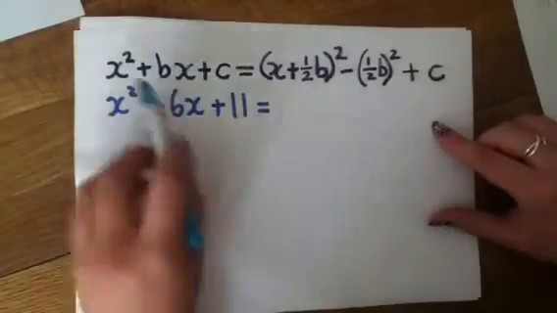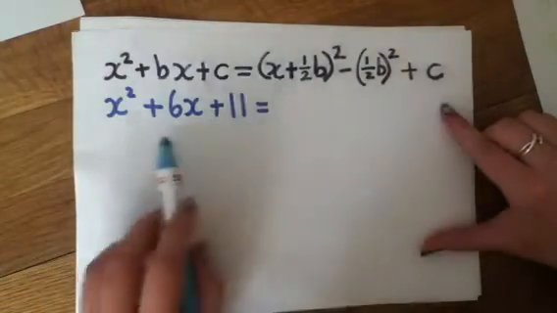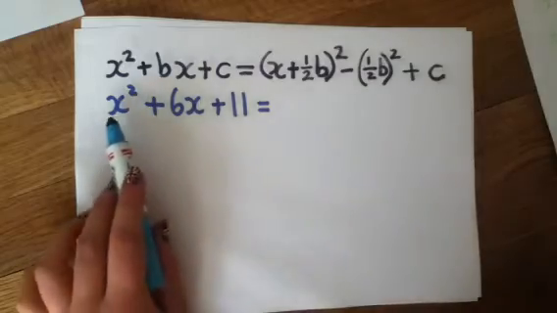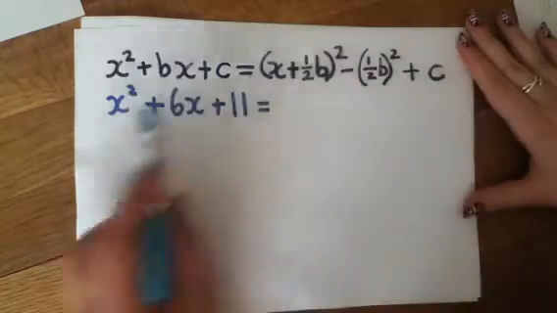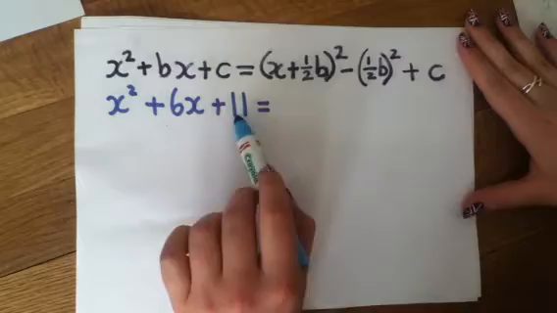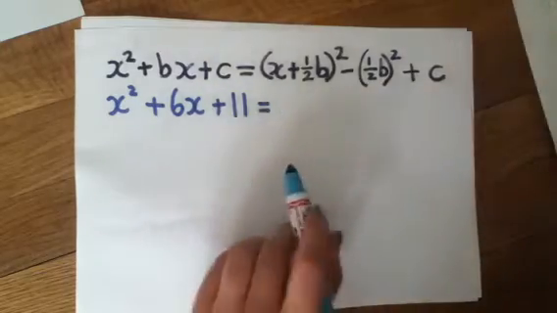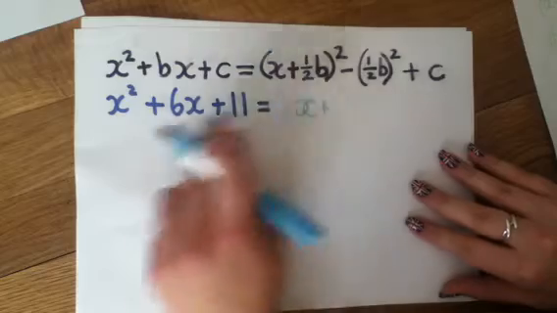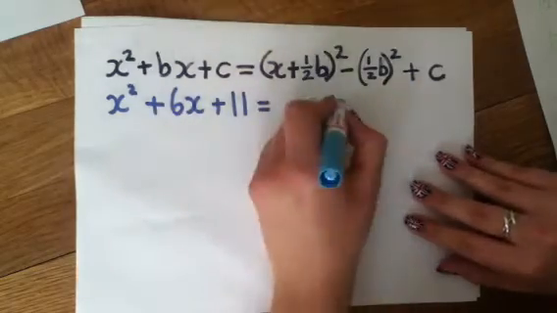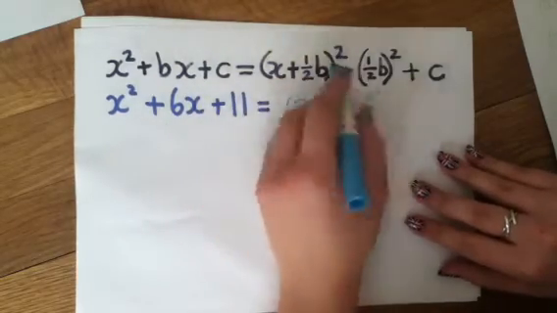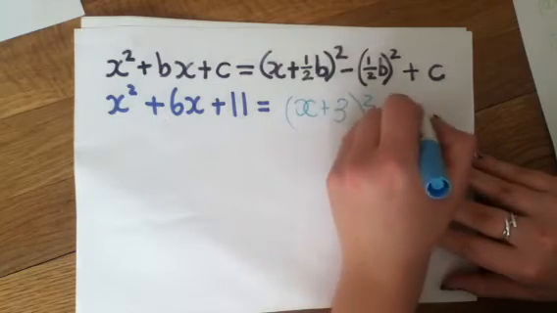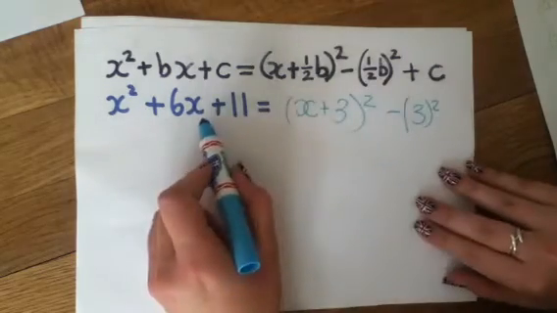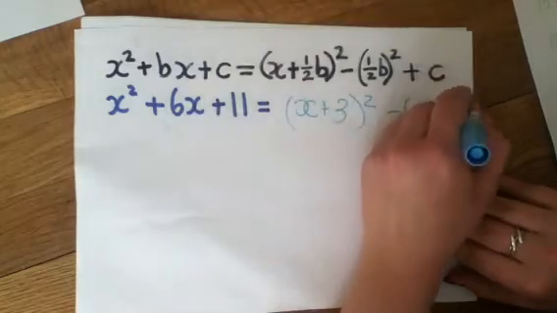So here we have an example, and here's our formula again across the top. This is what we do to manipulate it, and we're going to turn this quadratic into this form. So here our b is 6 and c is 11. So x plus a half of b, well, half of 6 is 3, so we've got x plus 3 all squared minus 3 squared, and then plus c, which is 11.